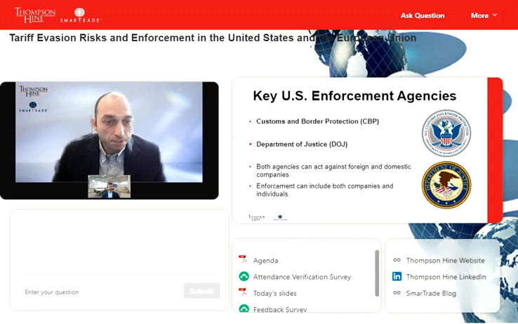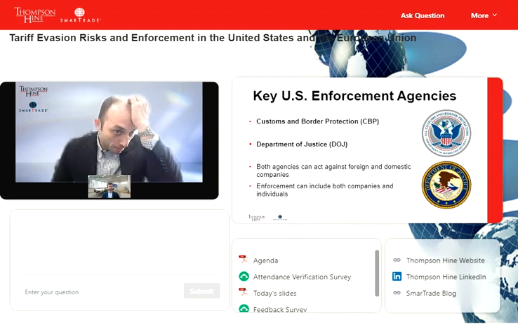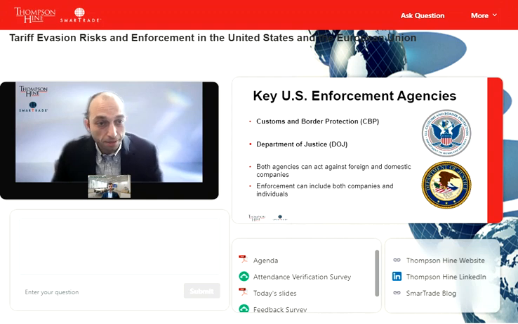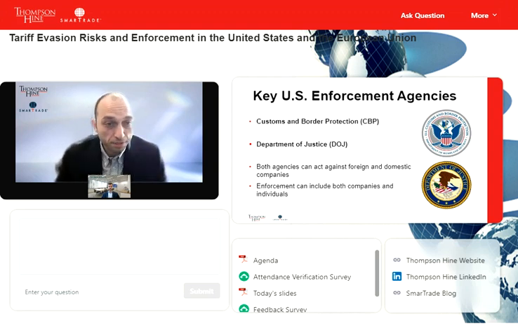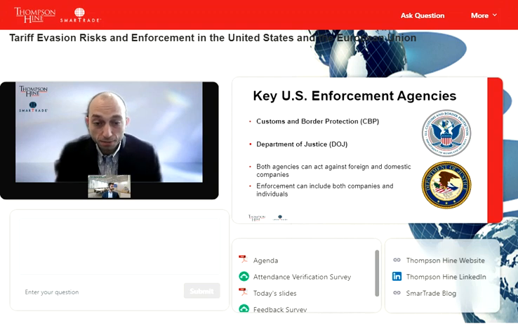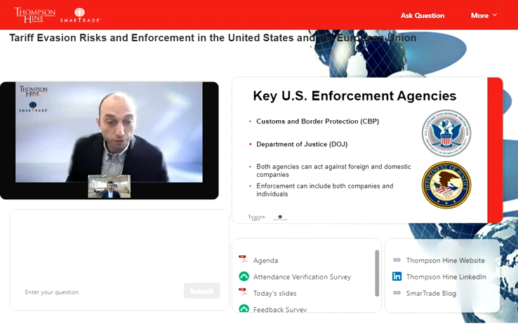So just to give you the background, there are two primary agencies that are involved in enforcement of the customs laws and regulations. The first one is obviously Customs and Border Protection, CBP. CBP is primarily involved in the civil enforcement of the customs laws and regulations, and the DOJ, Department of Justice, can be involved in both civil and criminal enforcement.